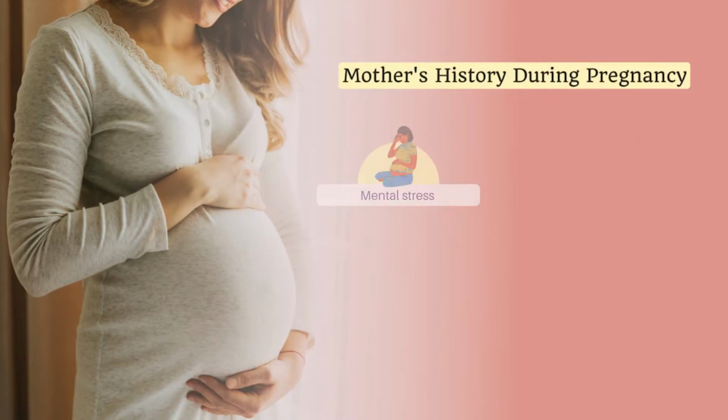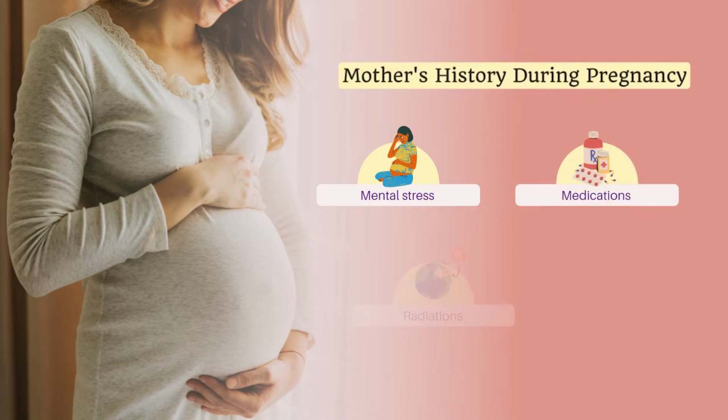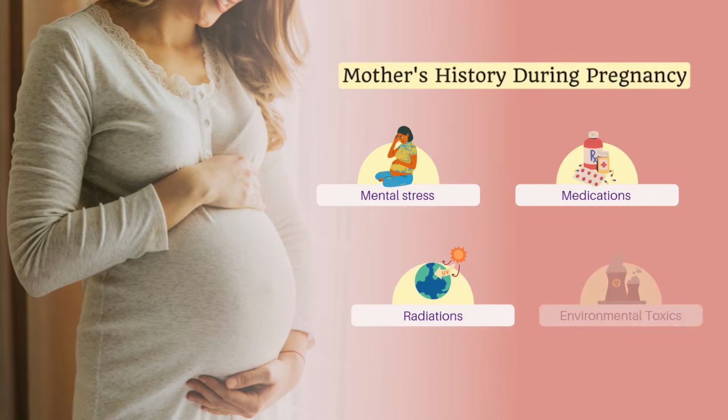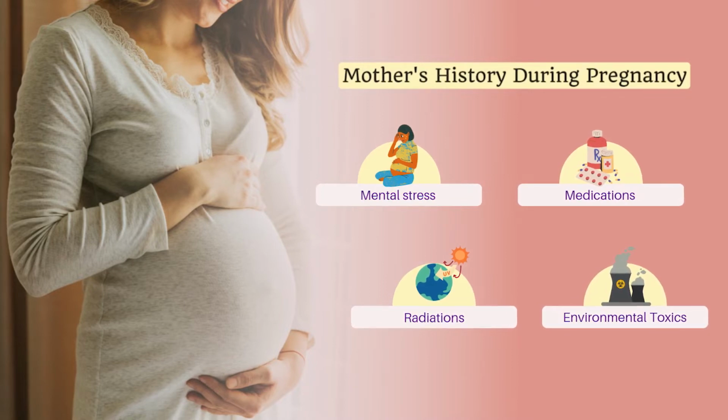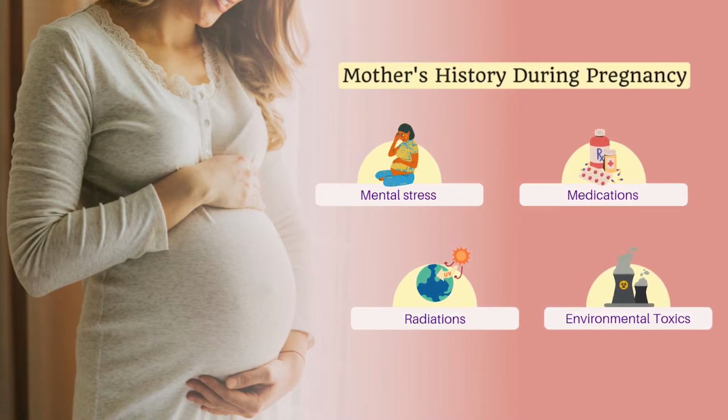What was the mother's state? What was the stress which the mother was going through during the pregnancy? Was there any medication being taken by the mother? Was the mother exposed to some environmental radiations or environmental toxins? And if we can identify those causes and address those causes, then the primary autism can also be reversed.